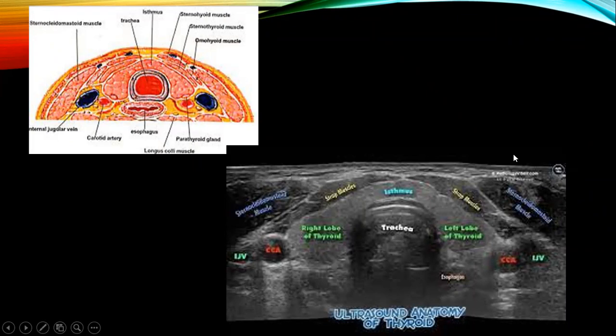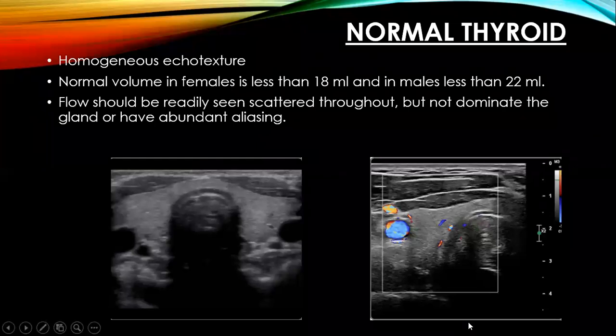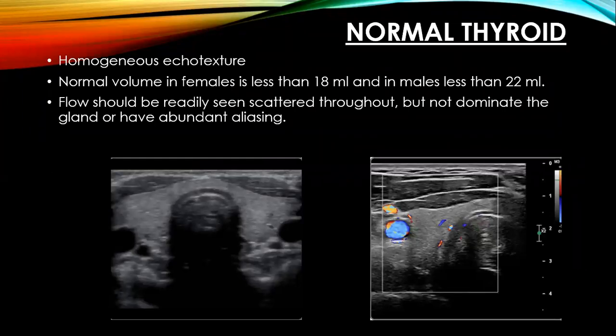So there's an ultrasound picture which is showing all the structures. This is our trachea, our thyroid lobes, our isthmus, and the strap muscles in front. Then we've got our sternocleidomastoid muscle on both lateral sides and our great neck vessels. So the normal thyroid has a homogeneous echotexture and normal volume. In females, it is less than 18 mLs, and in males, it's less than 22 mLs.